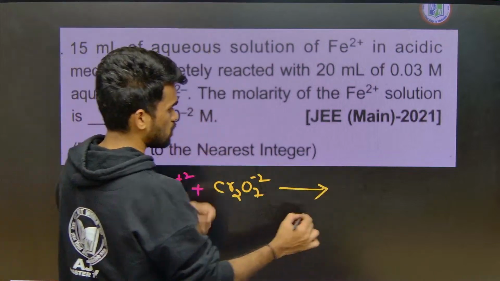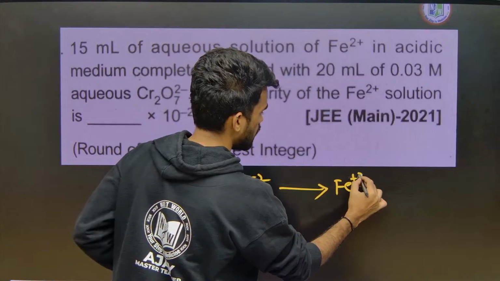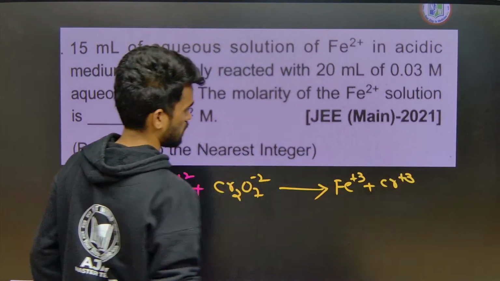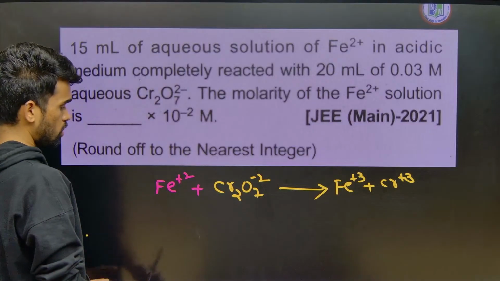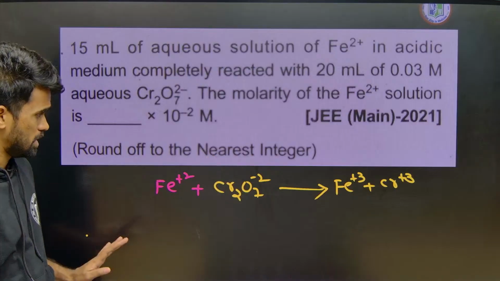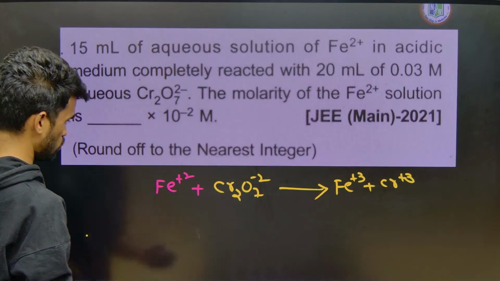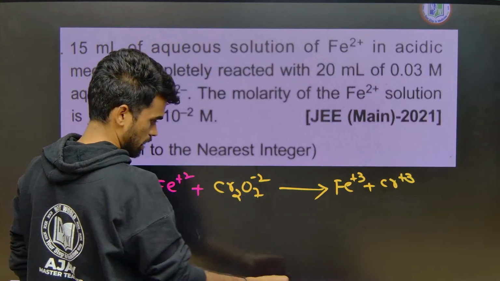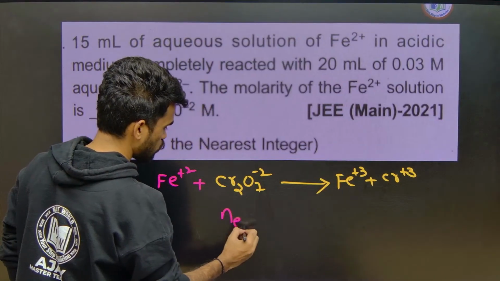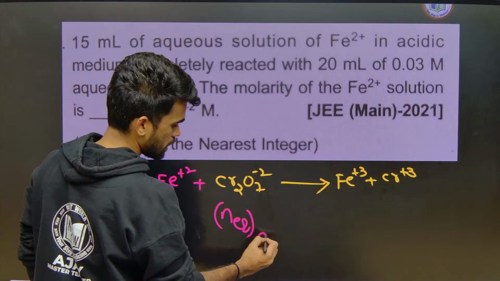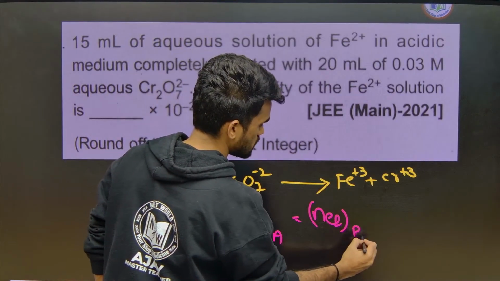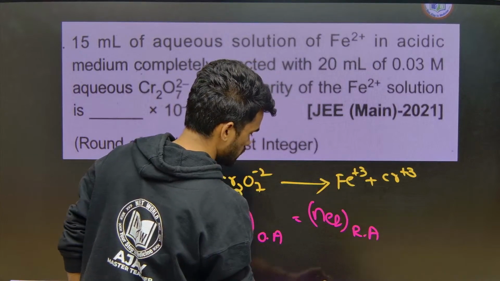See, iron undergoes oxidation to plus 3 and dichromate converts into plus 3 form like this. Now there is no need to balance anything; just for understanding purposes I have written this equation. Now what you need to do is apply the law of equivalence concept. Number of equivalents of oxidizing agent equals number of equivalents of reducing agent, that's it. This is a concept you can use here.